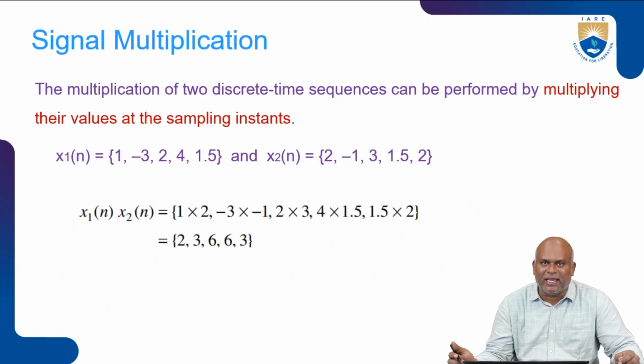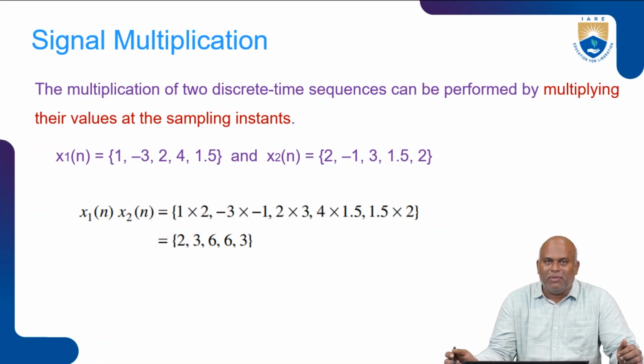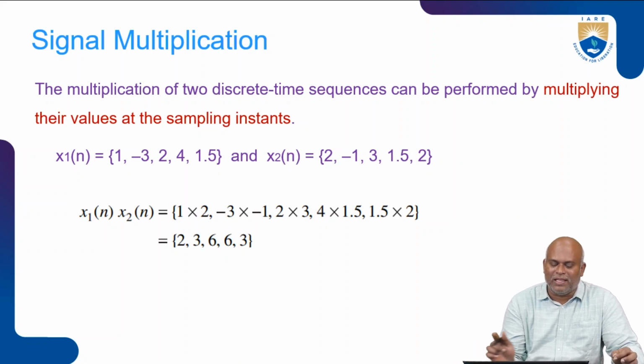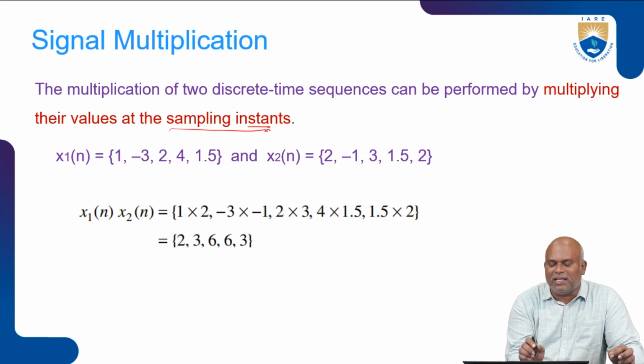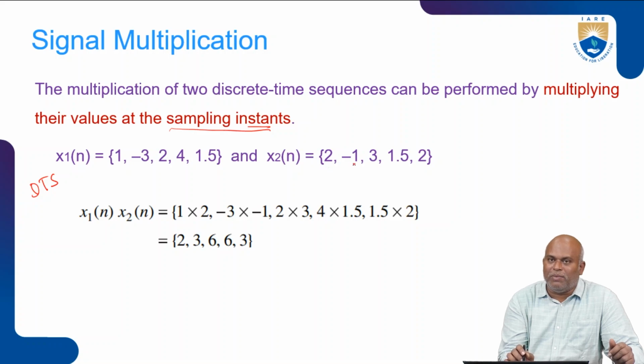Next we go for signal multiplication. The multiplication of two discrete time signals can be performed by multiplication of their values at sampling instants only. That means sampling instant in the sense of the time interval only. For example, I take the discrete time signal x1 of n equal to 1, minus 3, 2, 4, 1.5 and x2 of n equal to 2, minus 1, 3, 1.5, 2.